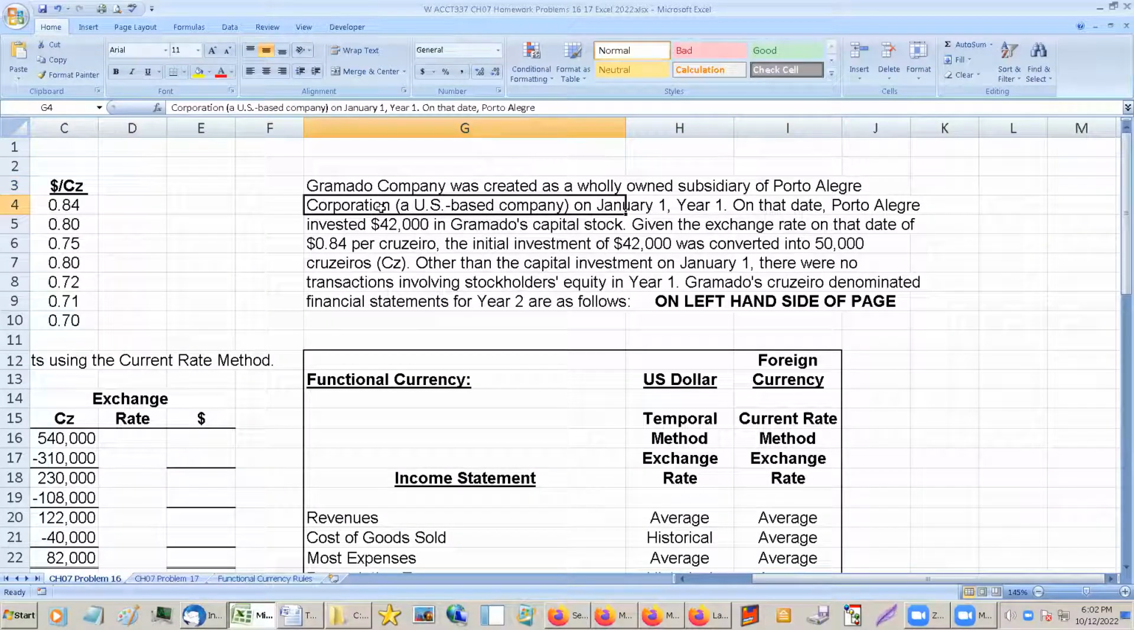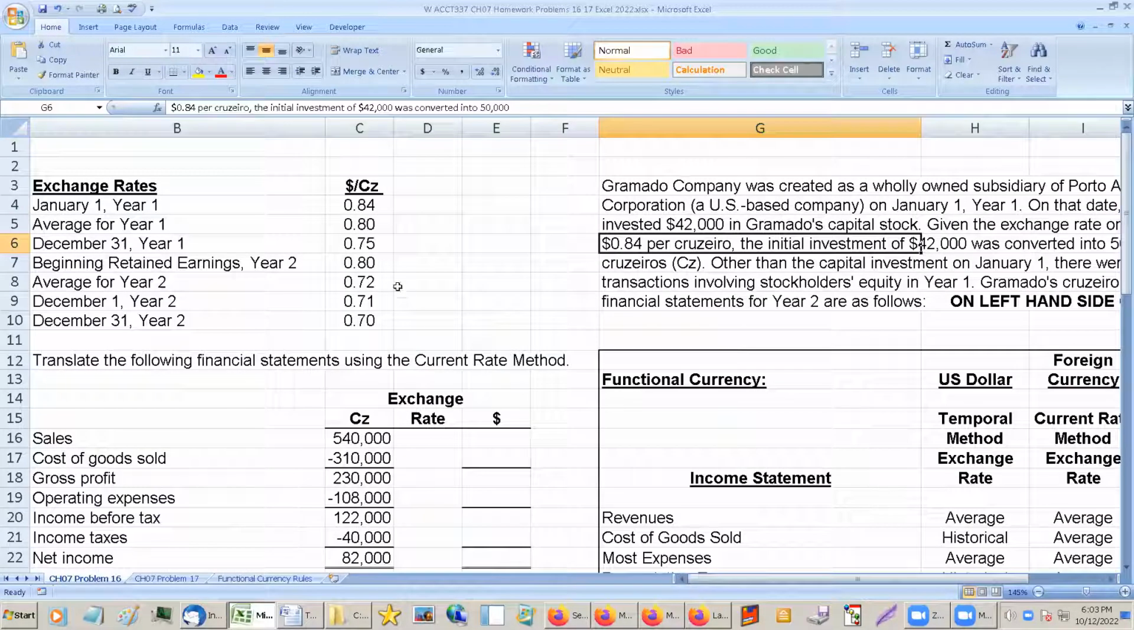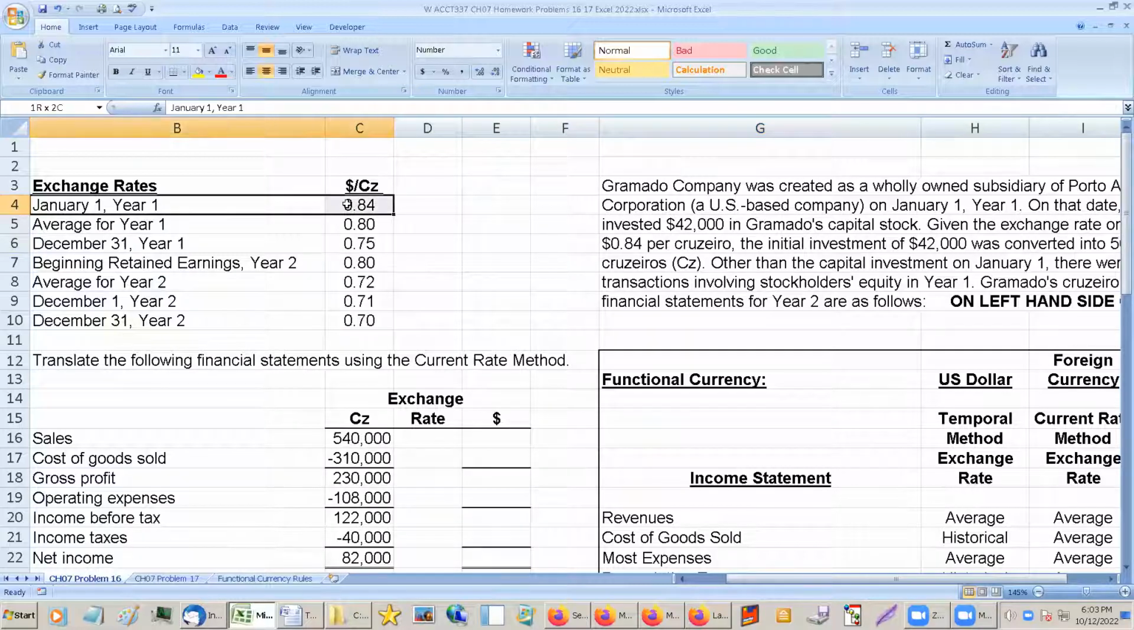And so this was a wholly owned subsidiary on January 1st, year one. Talk about the investment here and what it was on the date of the investment. So that's this one right here. This is the historical for the day it was founded.